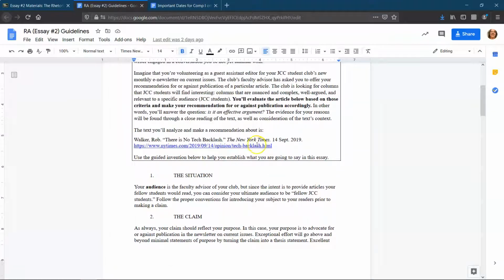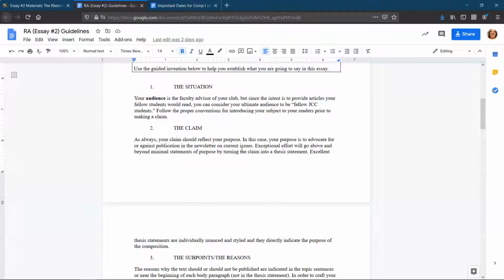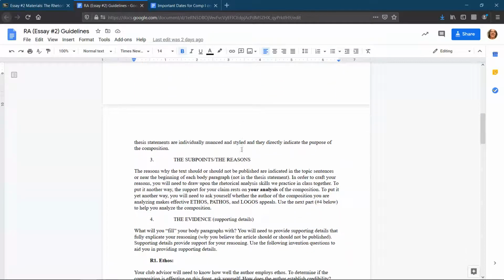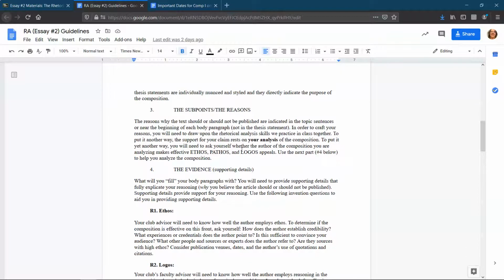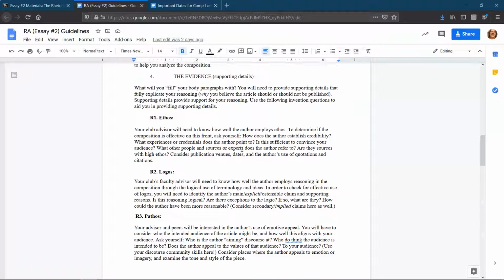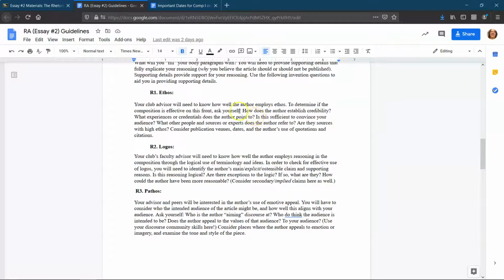So what you're going to be doing is analyzing "There Is No Tech Backlash." This is an article from the New York Times. As always, you will have a claim, a thesis statement, and you will be analyzing the article in terms of what makes it an effective ethos, pathos, and logos appeal. And of course, ethos is credibility. So is the author's writing credible, and how so?